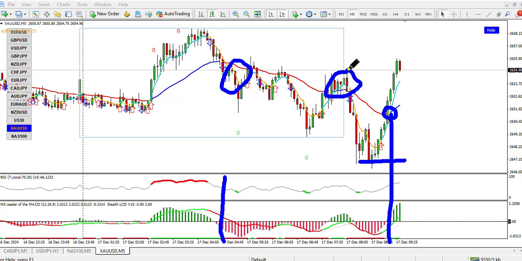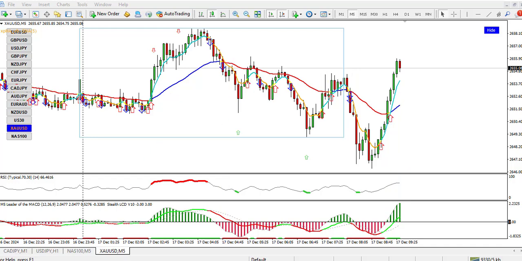So no system or strategy is 100% accurate, and that is why you need to use a stop loss. It is good you follow money management as you trade.